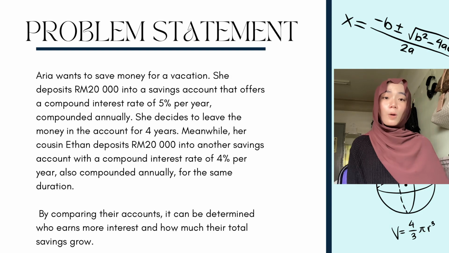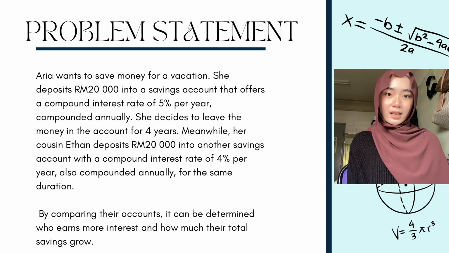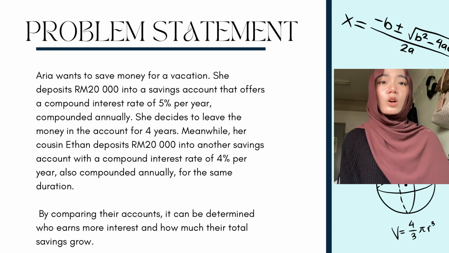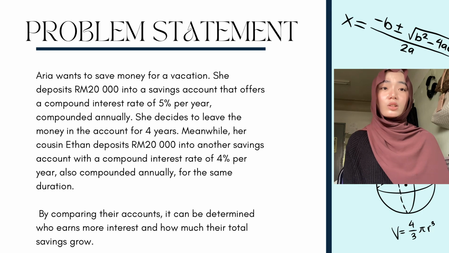Problem statement for compound interest. Arya wants to save money for a vacation. She deposits 20,000 ringgit into a savings account that offers a compound interest rate of 5% per year, compounded annually. She decides to leave the money in the account for 4 years.